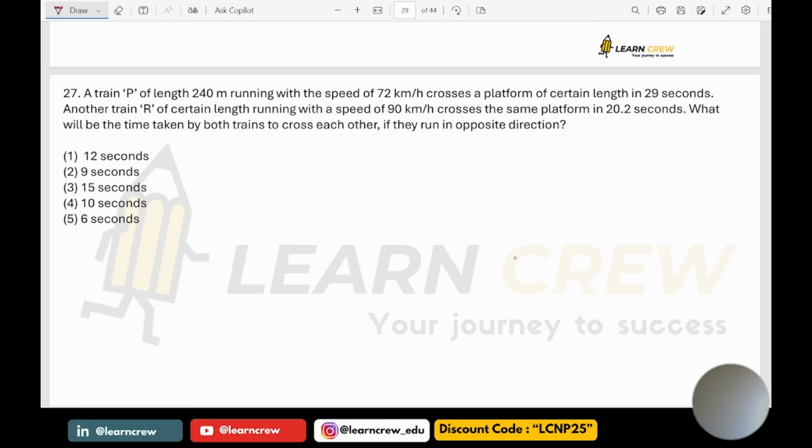So 72 is how much? 20 meters per second, converting into meters per second. And 90 into 5 by 18, which is 25 meters per second. Right? Now the length of the platform is not known.